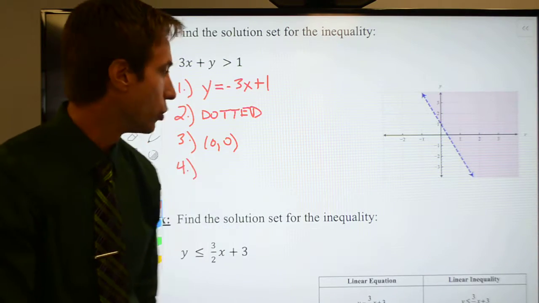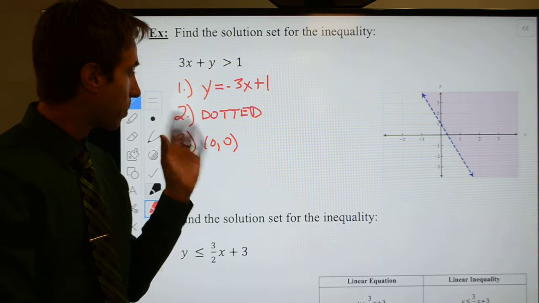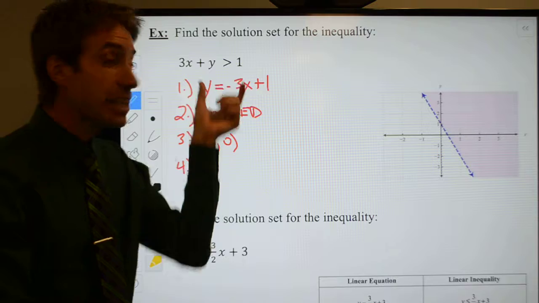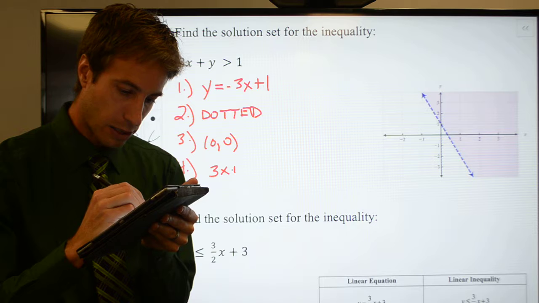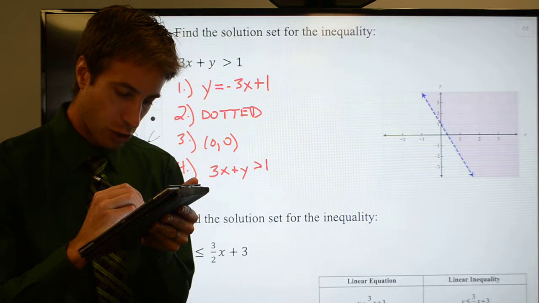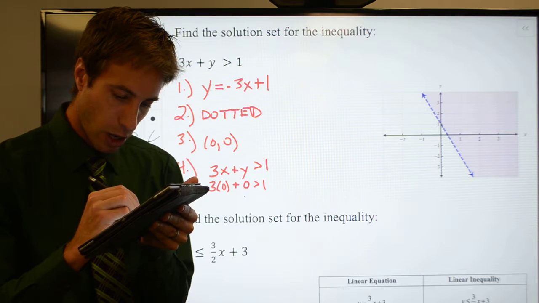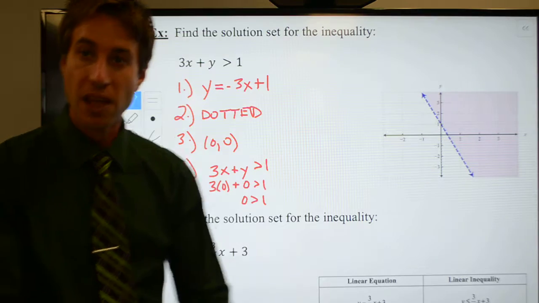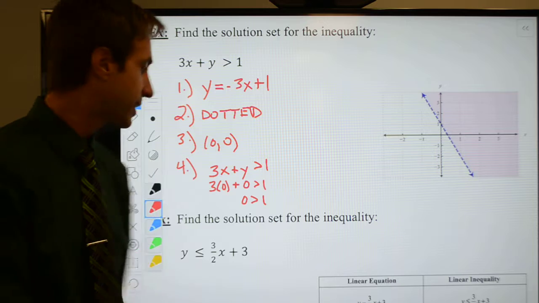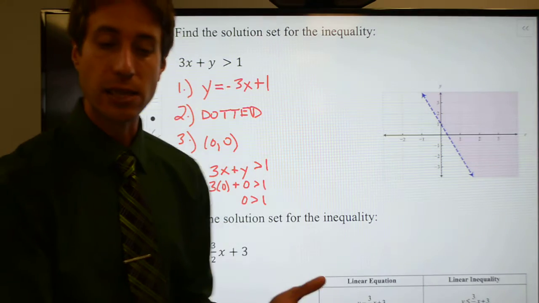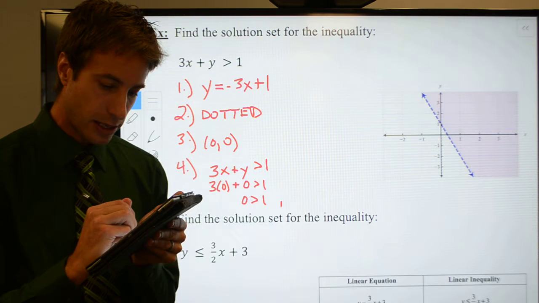What you're going to do is you chose a test point, right? X and y. You're going to plug those values of x and y into the original problem. So I will have 3x plus y is greater than 1, which means 3 times 0 plus 0 is greater than 1, which means 0 is greater than 1. Now, based on my test point, 0, 0, do I get a true statement? Is 0 greater than 1? No, 0 is not greater than 1. That is false.